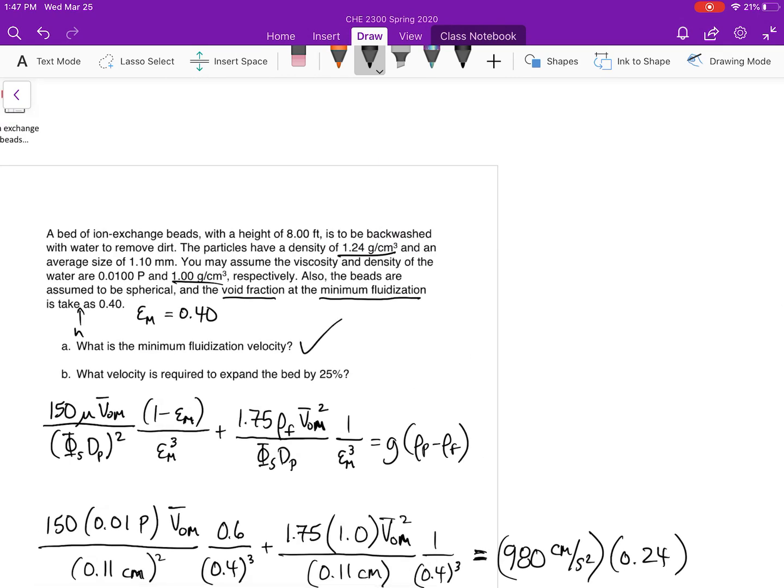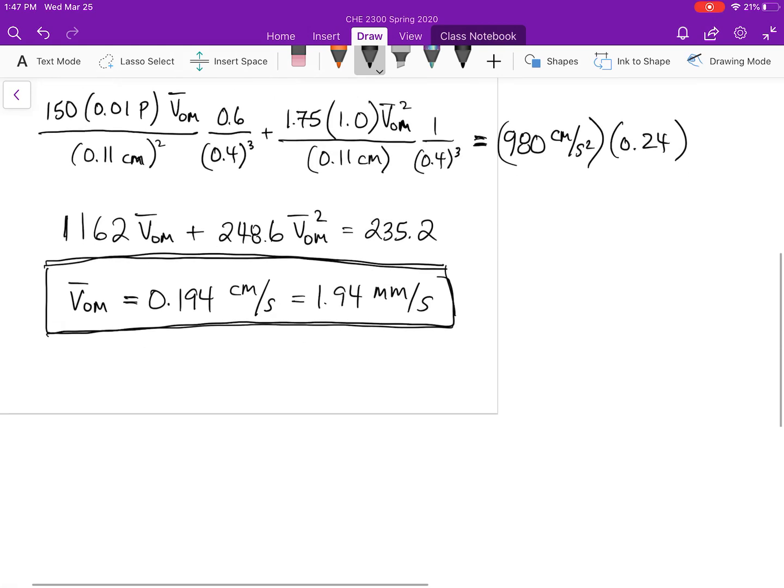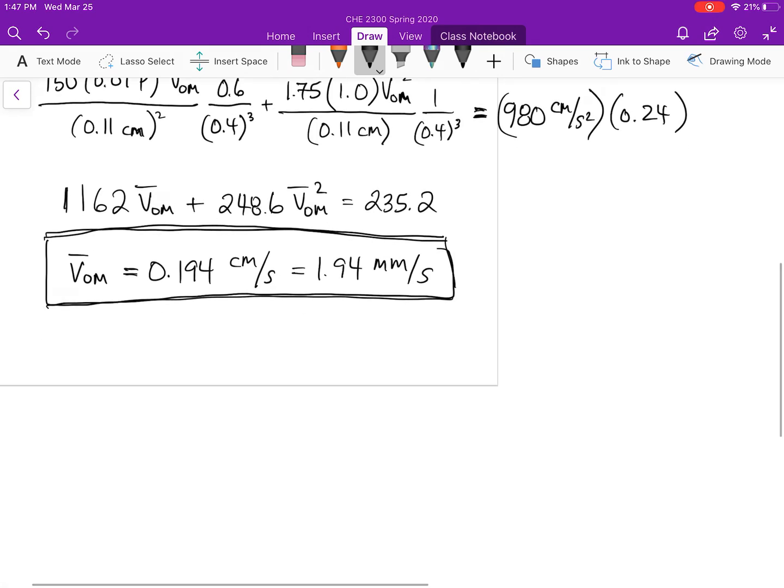Okay, so part A, done. Part B asks what velocity is required to then expand the bed by 25%. We're going to need to make use of our equation. L equals L sub m, 1 minus epsilon sub m divided by 1 minus epsilon.